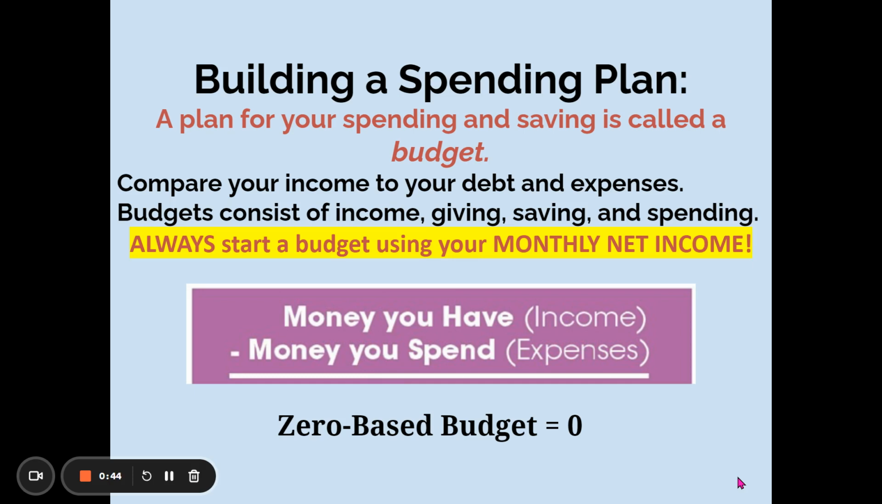All right, so when we talk about a budget, a budget is a spending plan. That's all it is. You are comparing how much money you have, which is your income, to how much money you've spent, which is your expenses. And then you have to factor in, along with your expenses, any money that you maybe owe to people, which is your debt. You're going to be thinking in terms of income, giving, saving, and spending.